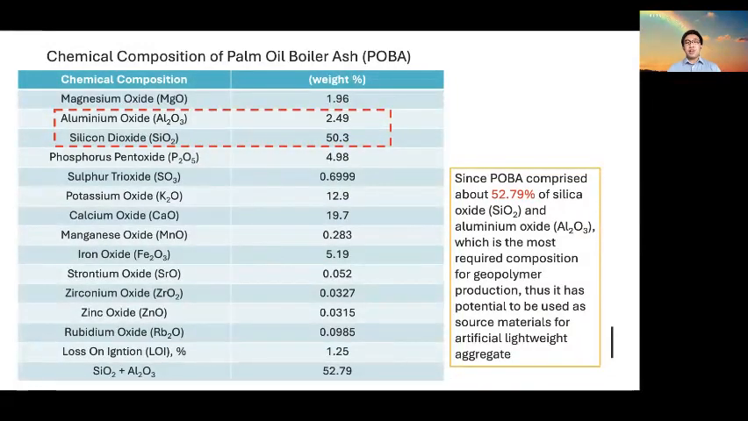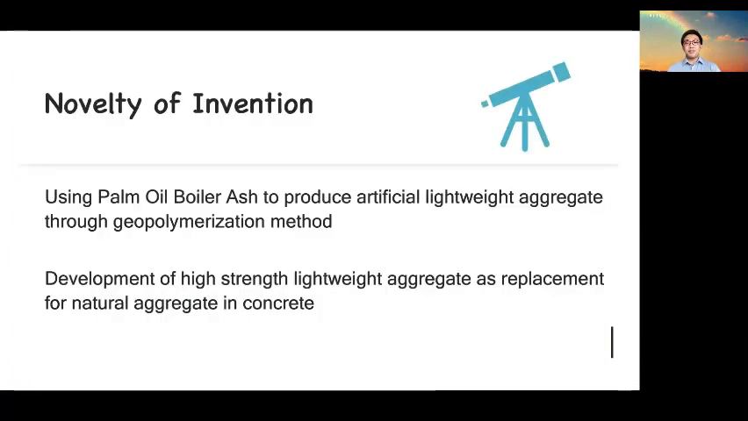Based on the chemical composition of plant oil boiler ash, POBA, it comprises about 52.79% of silicon oxide and aluminum oxide, which is very suitable for geopolymer production. Thus, it has the potential to be used as source material for artificial lightweight aggregate through geopolymerization. The novelty of this invention is using plant oil boiler ash to produce artificial lightweight aggregate through the geopolymerization method. Besides that, it involves the development of high-strength lightweight aggregate as a replacement for natural aggregate in concrete.